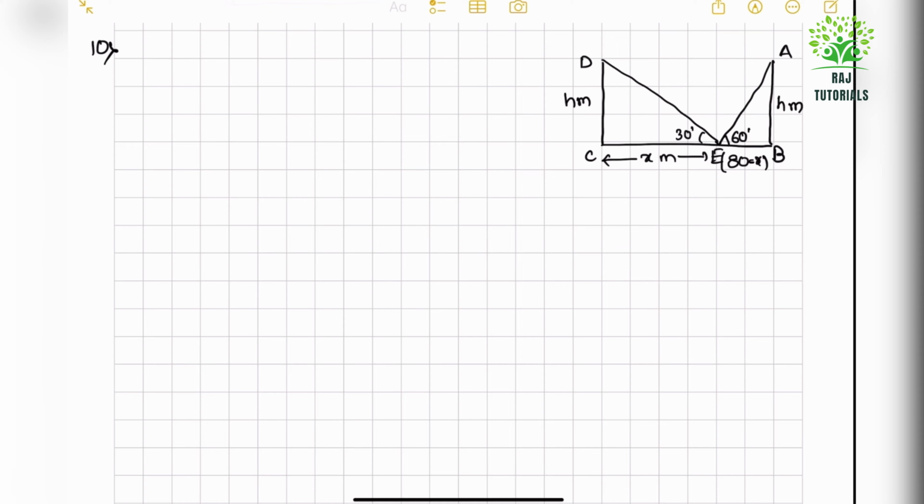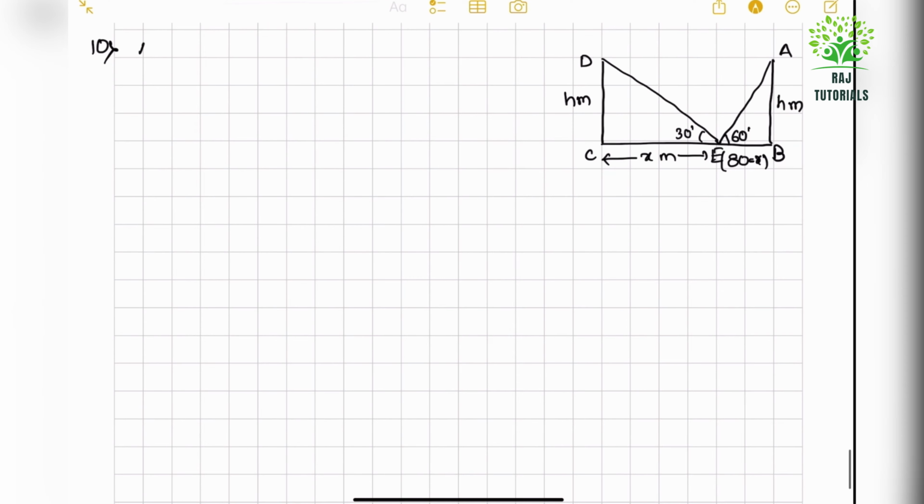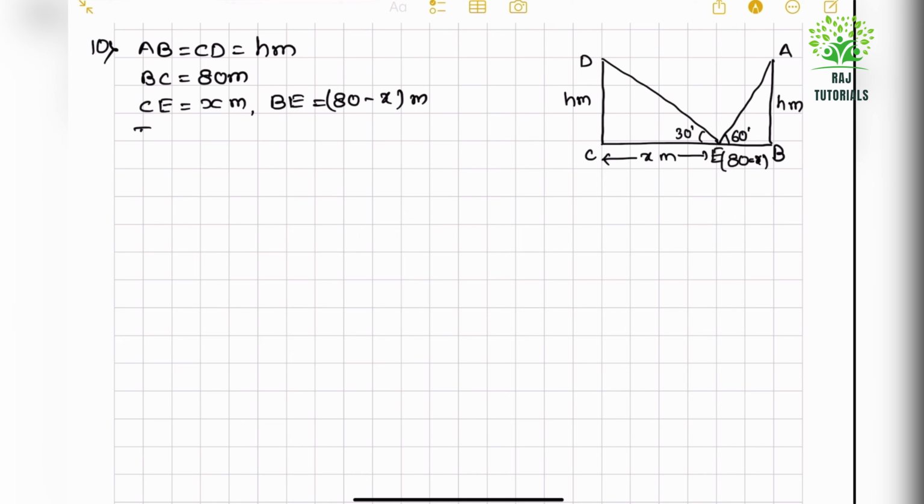now next it says two poles of equal heights are standing opposite each other on either side of the road, which is 80 meter wide. From a point between them on the road, the angles of elevation of the top of poles are 60 and 30 respectively. Find the height of the poles and the distance of the point from the pole. So here I am taking AB equal to CD equal to H meter. That is height of the poles is H meter. I have supposed that. Now BC equal to 80 meter. That is road. So I am taking CE equal to X meter.